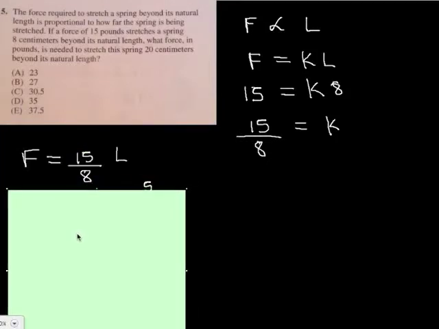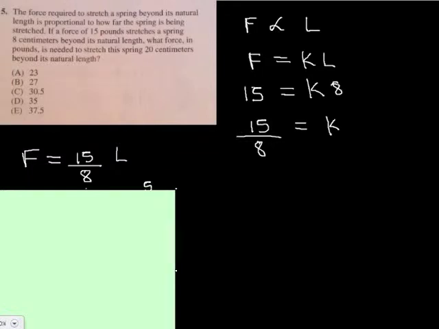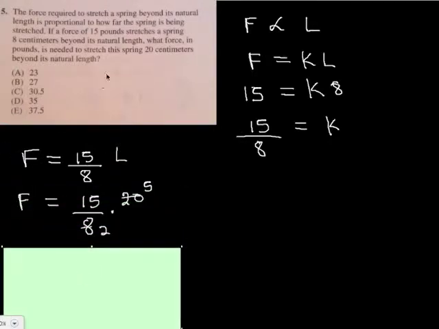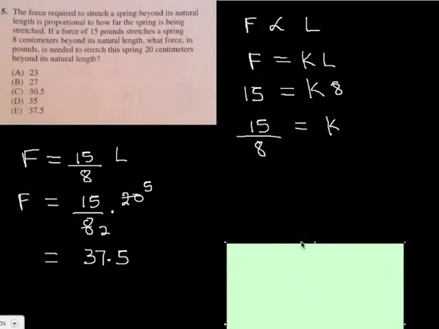And first of all, before reading the question again, rewrite the equation with the actual numerical value of K here. So force is now equal to 15 over 8 times the length of the spring. Now read the question again and answer the question. The question is, what force, so we're looking for force, is needed to stretch the spring by 20 centimeters? So force is equal to 15 over 8 times 20, and the final answer is 37.5.